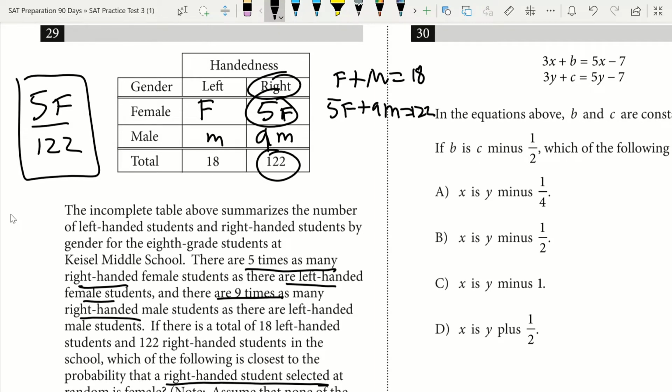So now we're going to want to substitute in a value of F for M, right? If we rearrange our equation up top, we'd have M equals 18 minus F. We'd subtract F from each side, and we'd see that M equals 18 minus F. So at that point, we'd plug that in for that 9M. So we're going to have 5F plus 9 times 18 minus F, and that's going to equal that 122.